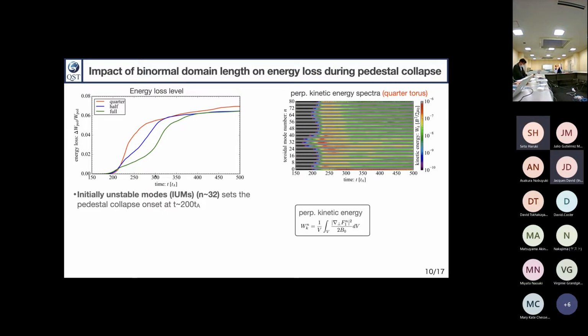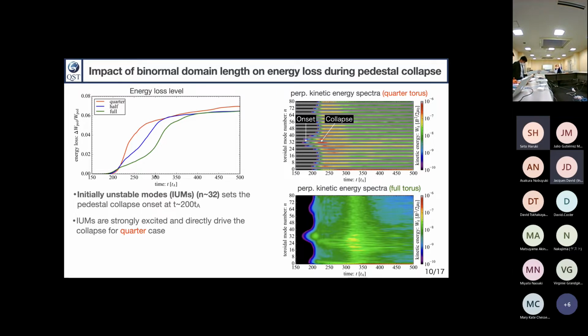Now the right figure is the time evolution of perpendicular kinetic energy in the quarter torus case. The vertical axis is the toroidal mode number, the horizontal axis is time, and the color shows the amplitude of perpendicular kinetic energy, respectively. So in the quarter torus case, the initially unstable mode is strongly excited and directly drives the collapse.